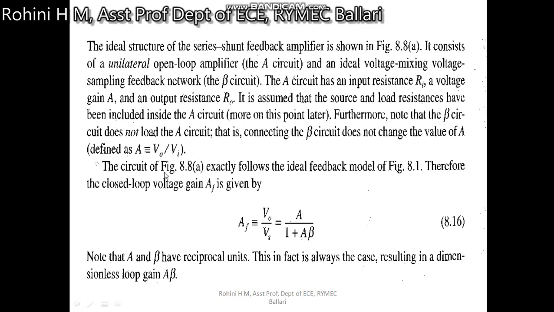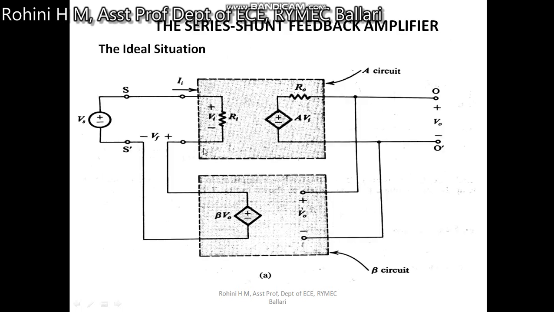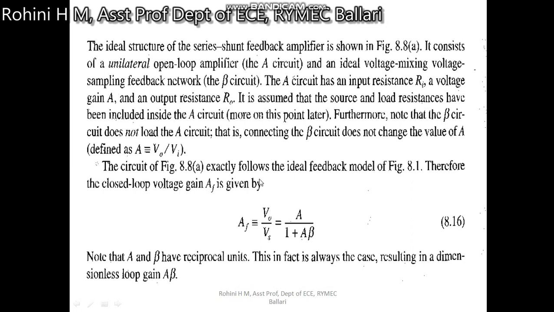Next we consider the A circuit itself. It follows that the ideal feedback model is exactly the same as the basic feedback model. The closed loop voltage gain AF is given by Vout by Vs, so we can write A divided by 1 plus A beta, since this is similar to our basic circuit. Note that A and beta have reciprocal units. This in fact is always the case, resulting in a dimensionless loop gain A beta.